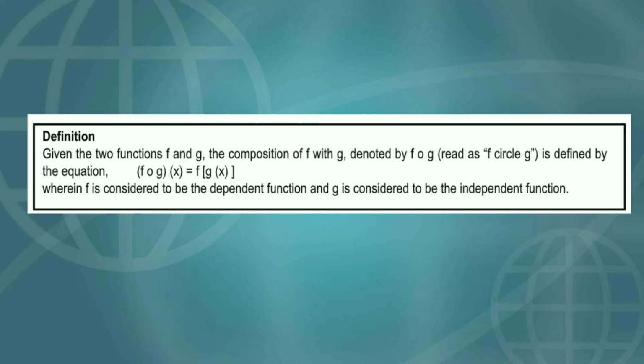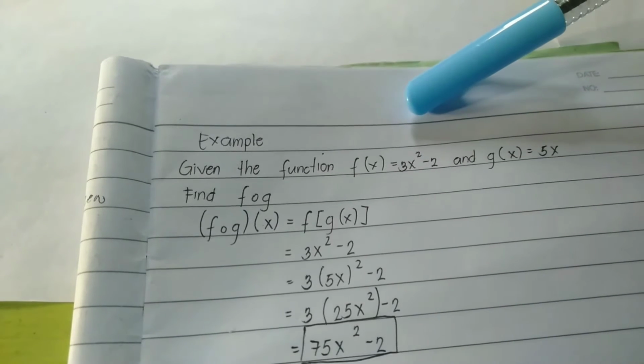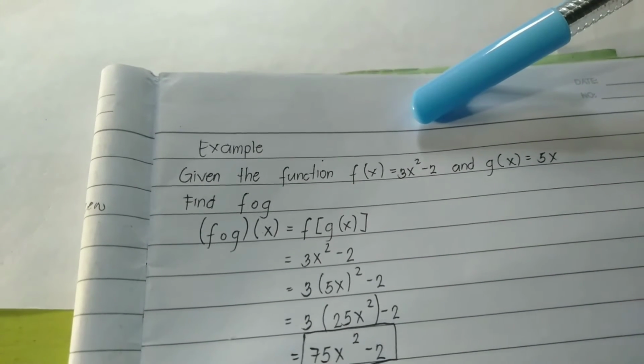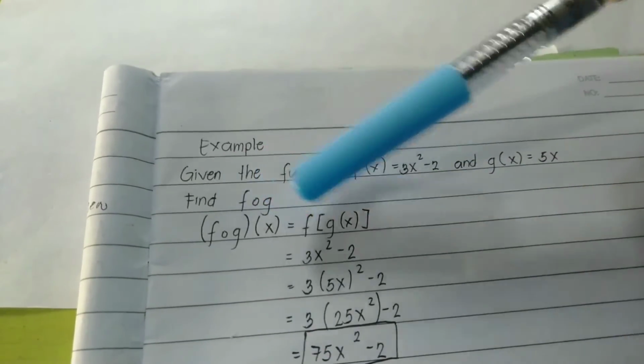Given the two functions, f and g, the composition of f with g, denoted by f circle g, is defined by the equation f circle g of x is equal to f of g of x, wherein f is considered to be the dependent function and g is considered to be the independent function. For example, given the function f of x is equal to 3x squared minus 2 and g of x is 5x, find f circle g.